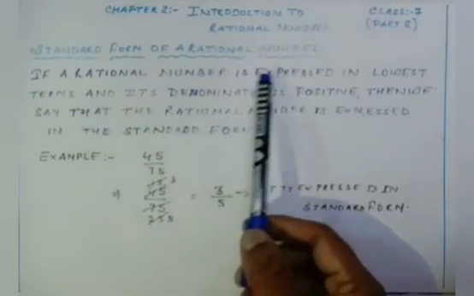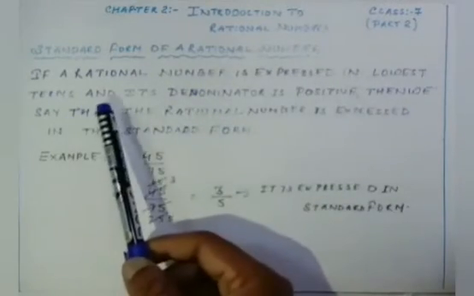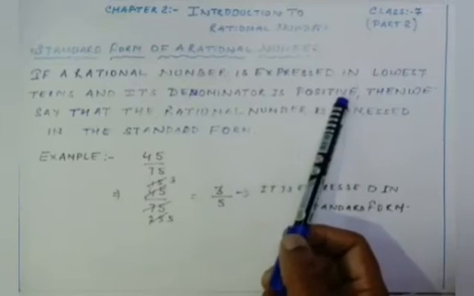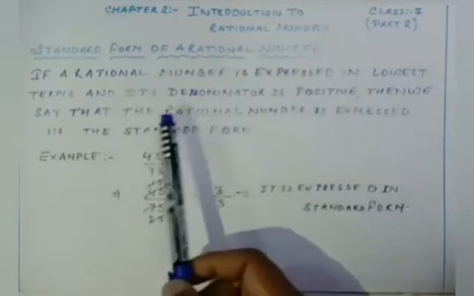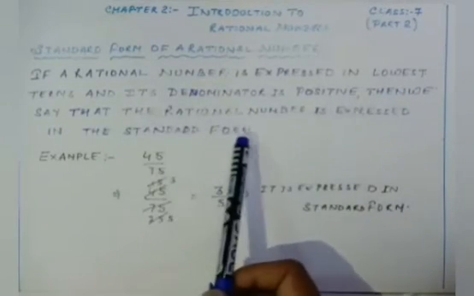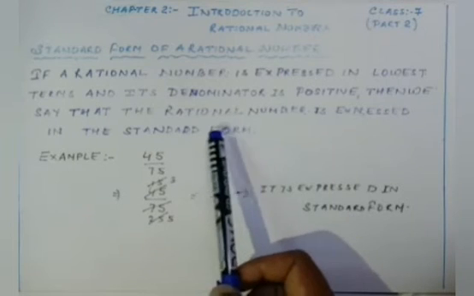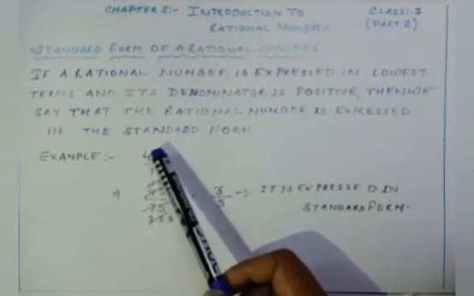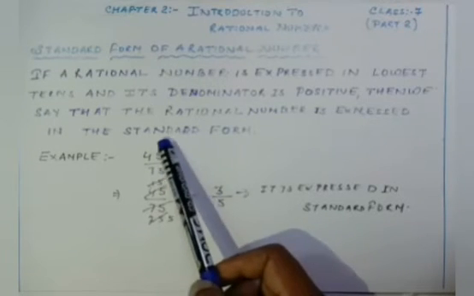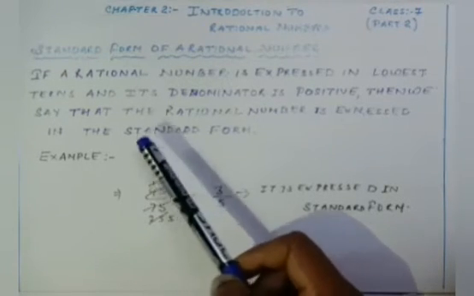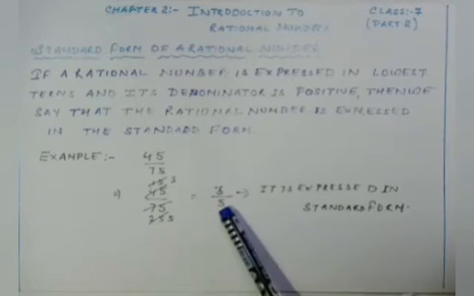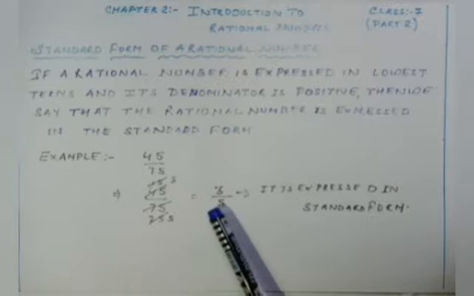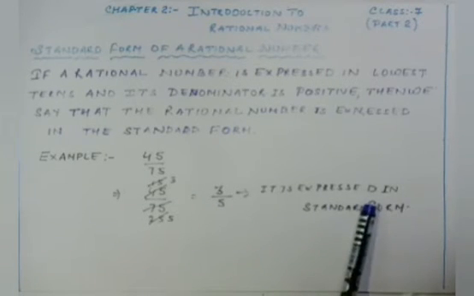If a rational number is expressed in lowest terms and its denominator is positive, then we say that the rational number is expressed in the standard form. Let us take an example. I have taken an example of 45 upon 75. When I simplify it to its simplest form, it will become 3 upon 5. Over here you can see the denominator is positive, so it is expressed in standard form.